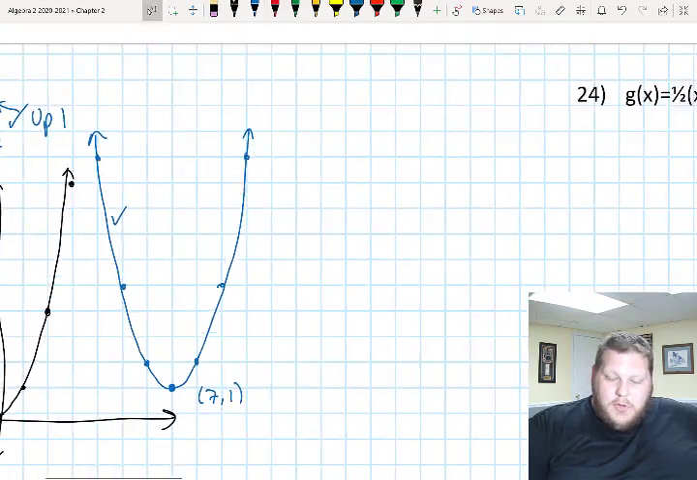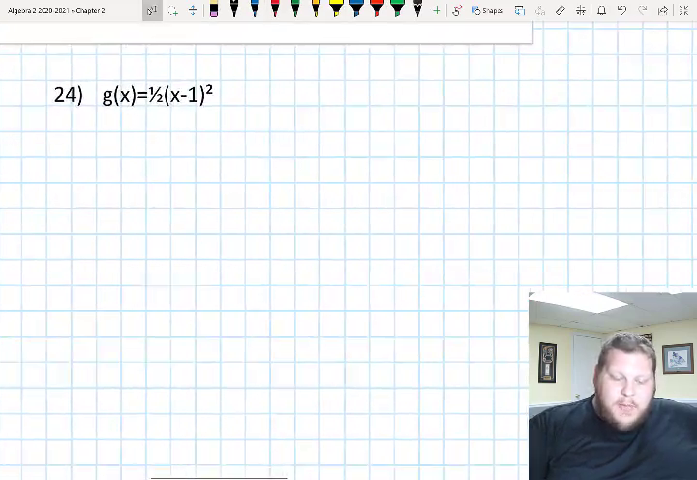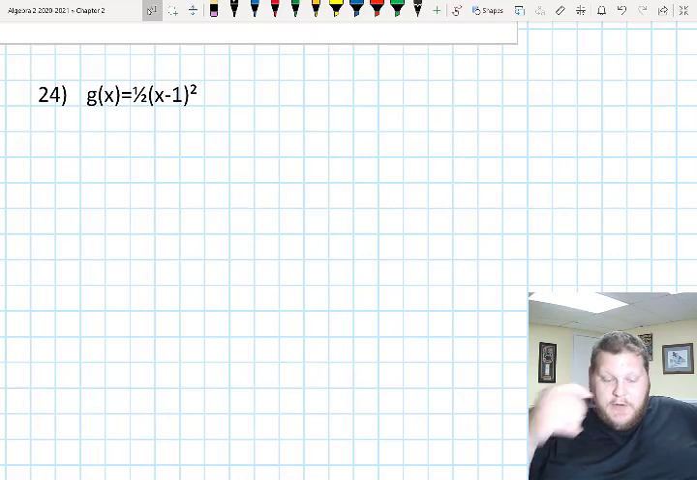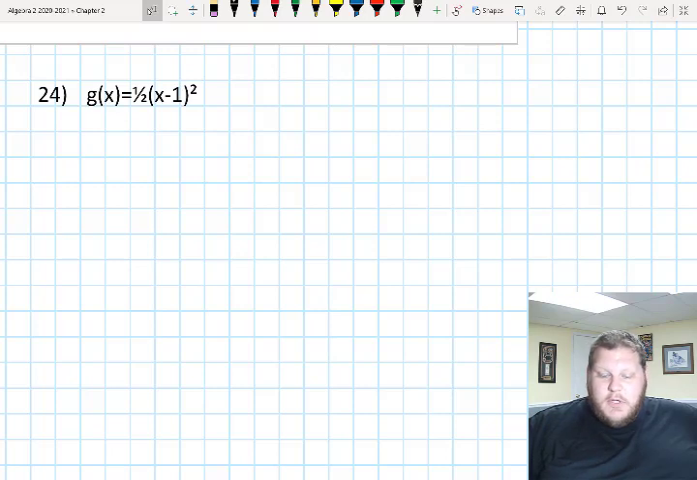Okay, let's try one more. Number 24, a little more complicated. For number 24, we're given g of x is 1/2 (x minus 1) squared. In this one, my instructions are actually the same, so I'm still describing the transformation of f of x equals x squared, represented by g, and then graphing the function.